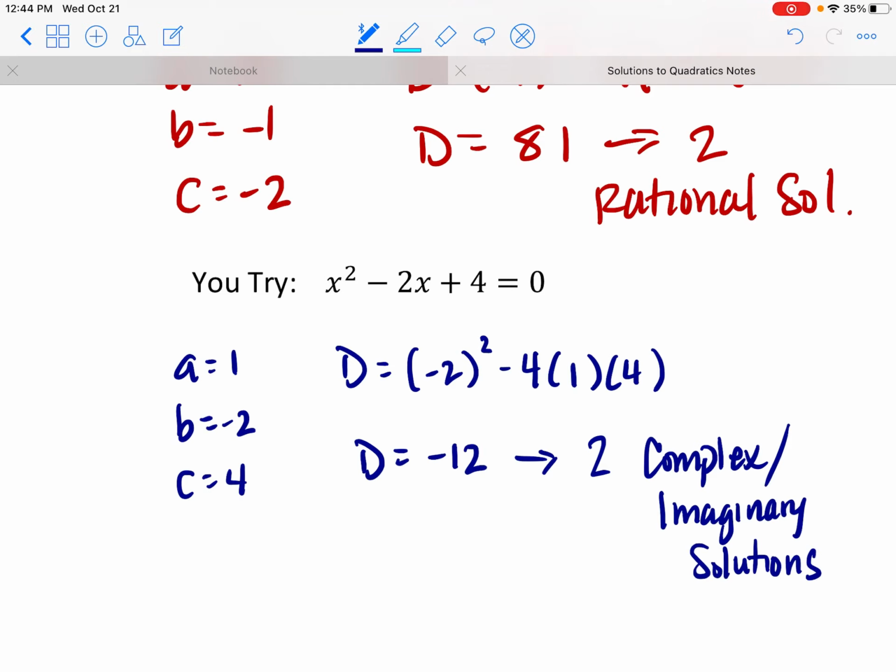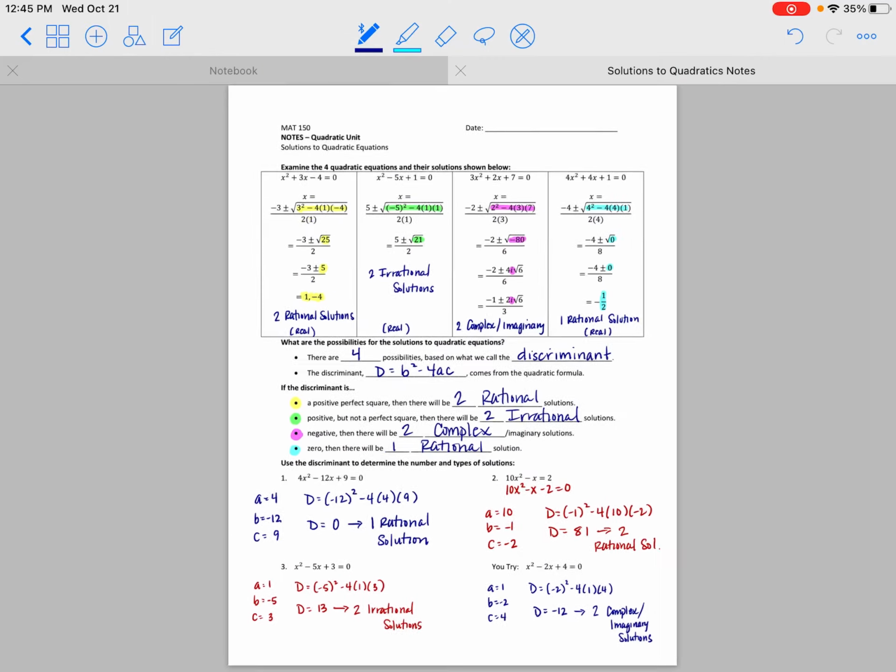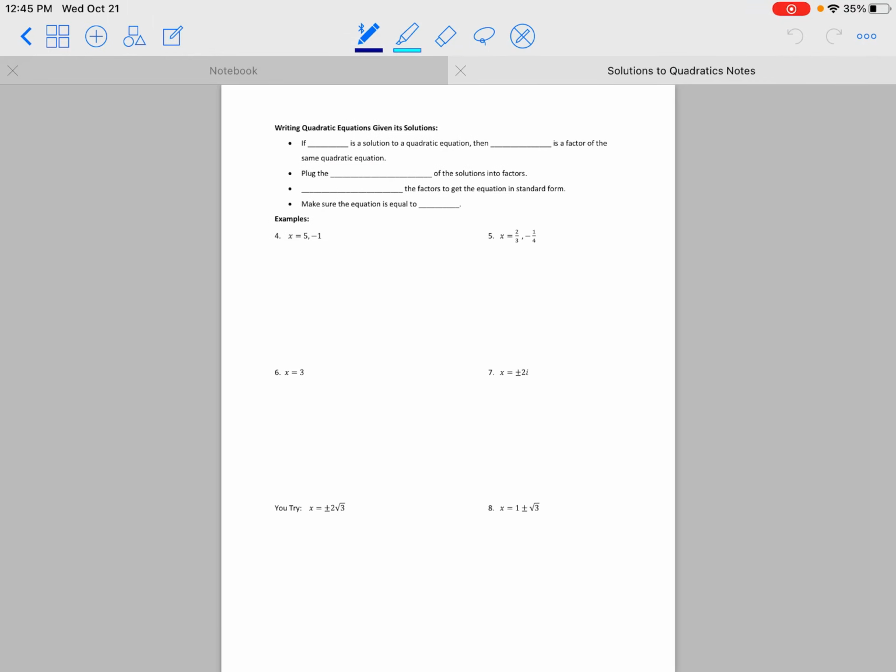Okay, not so bad. So the discriminant is going to dictate what kinds of solutions we're going to have and how many solutions we're going to have. So you should be able to calculate the value for the discriminant and then use it to interpret what the solutions to that quadratic equation are going to look like. Furthermore, in terms of solutions to quadratics, you should be able to work backwards.